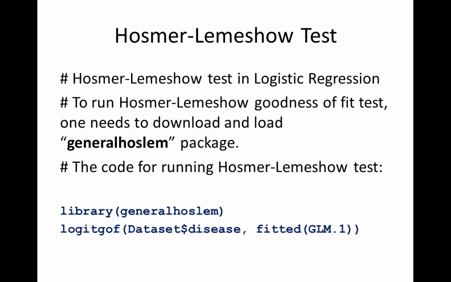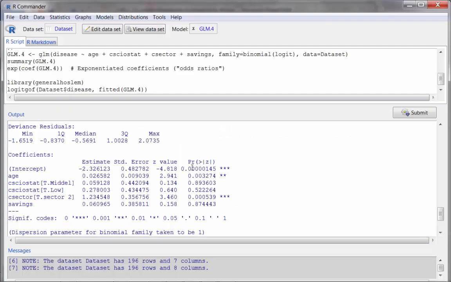First is identifying the response variable. So I have a disease variable that is the response variable, and it's in the data set whose name is dataset. And I just ran a binary logistic regression and the result was stored in glm.1. If that's the case, then you will put that model name here, and all you need to do is just run these two lines.